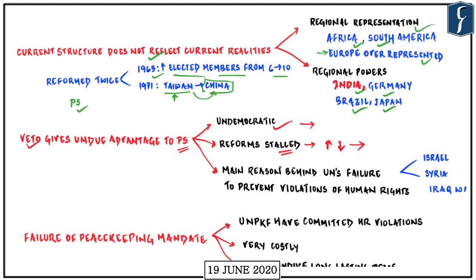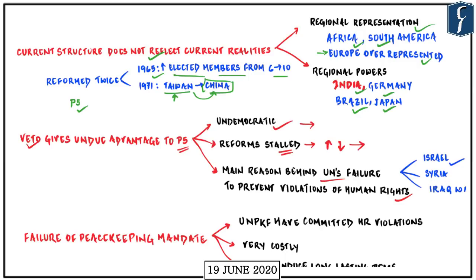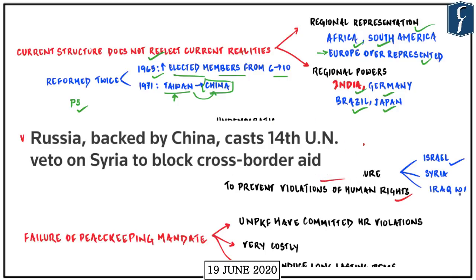Apart from that, the existence of veto power has been considered the main reason behind the UN's failure to prevent violations of human rights. For example, all the resolutions condemning the actions of Israel over Palestinian civilians are vetoed regularly by USA, and hence no significant action can be taken against Israel for its actions. Similarly, China and Russia have jointly vetoed a resolution against the ruling regime of Bashar al-Assad in Syria.